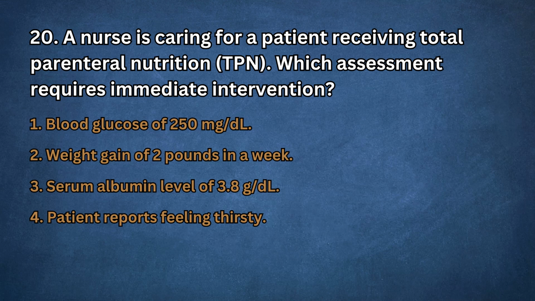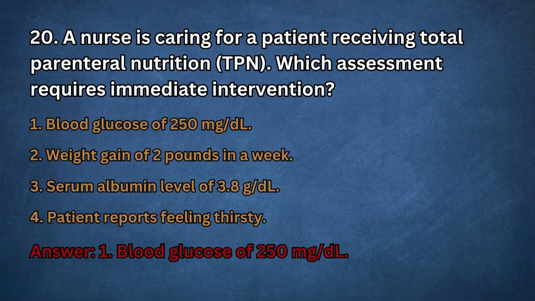20. A nurse is caring for a patient receiving total parenteral nutrition, TPN. Which assessment requires immediate intervention? 1. Blood glucose of 250 milligrams per deciliter. 2. Weight gain of 2 pounds in a week. 3. Albumin of 3.8 grams per deciliter. 4. Patient reports feeling thirsty. Answer 1. Blood glucose of 250 milligrams per deciliter.